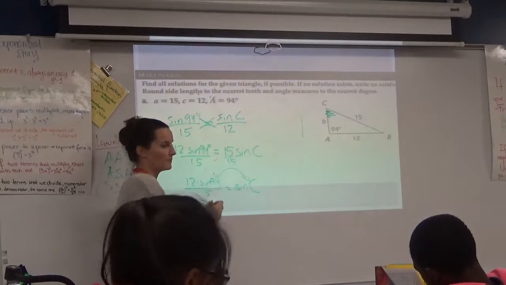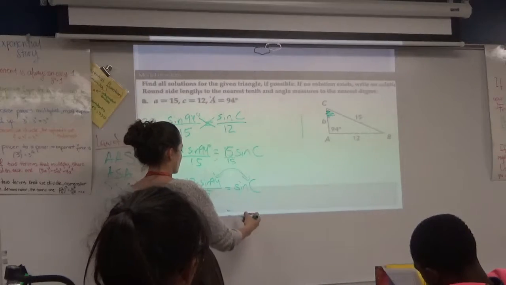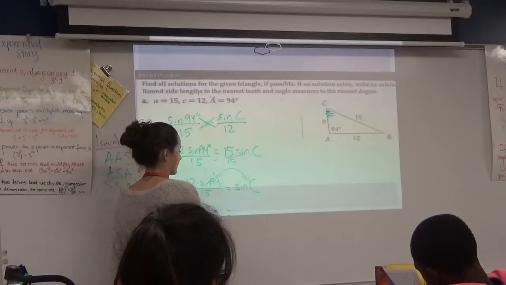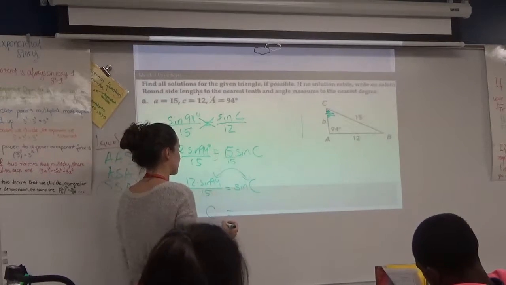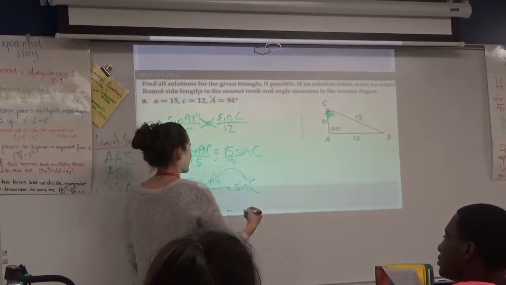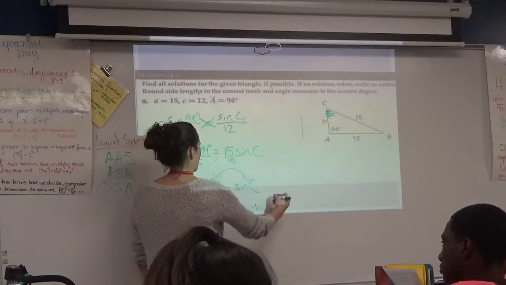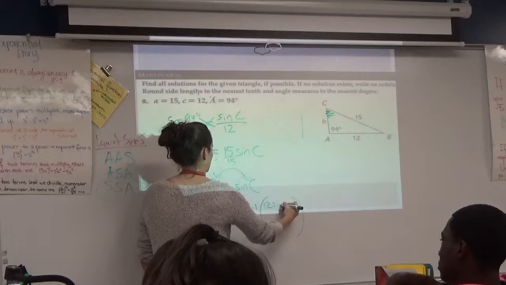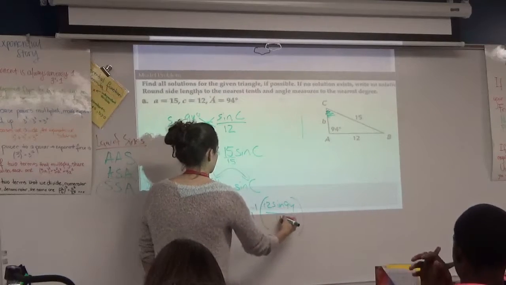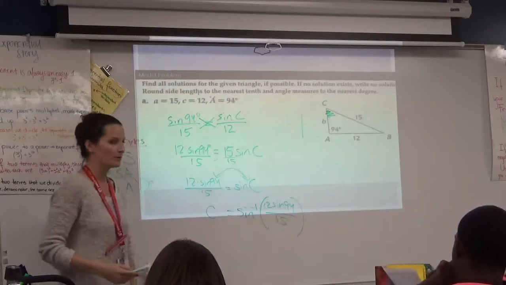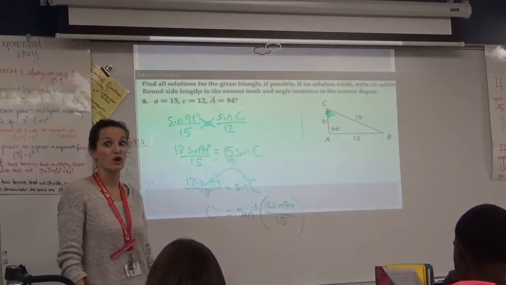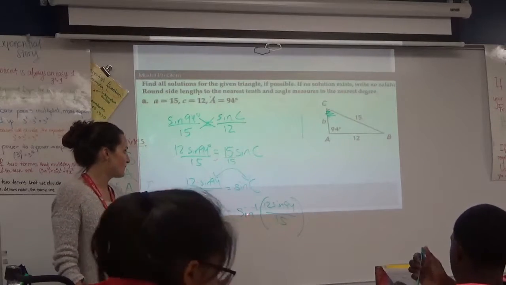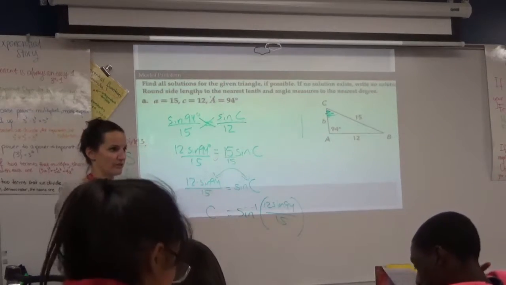Right? Like I can switch them. So I'm going to switch and put C over here, and on this side I'm going to put my crazy 12 times sine of 94 over 15, but I would have to take the inverse sine of all of that stuff to find C. So what you're going to plug into your calculator when you're solving for an angle is the inverse sine of all of this stuff, okay?